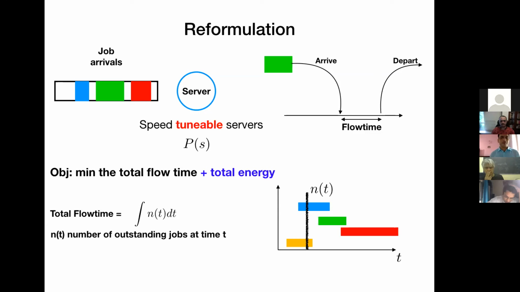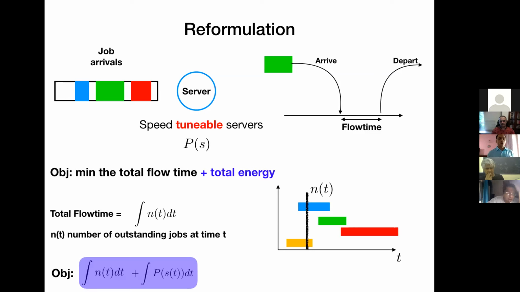Every time I say flow time, I'm actually going to mean that it's an integral of the number of jobs in the system. So n of t is also sometimes called the holding cost of the system. How many jobs are you holding at any particular time? You would like that to be as small as possible, and you're going to trade it off with respect to the speed at which you're going to operate.